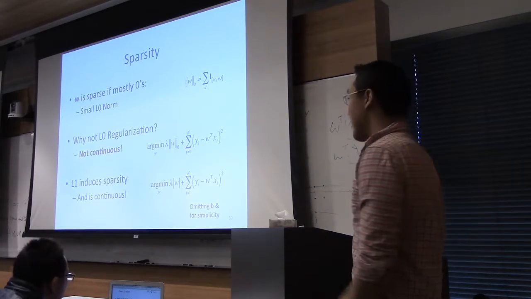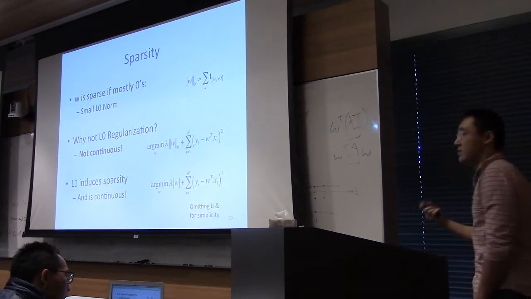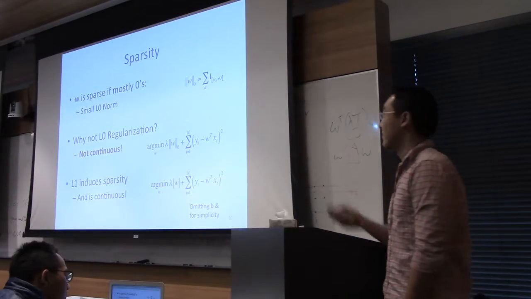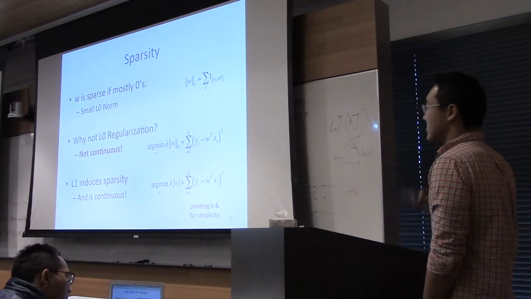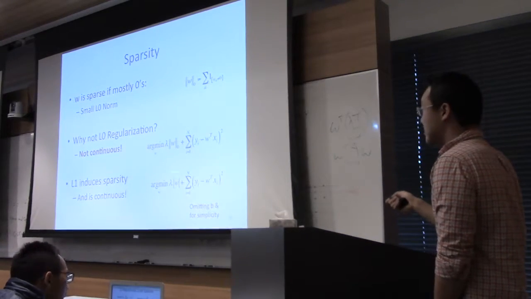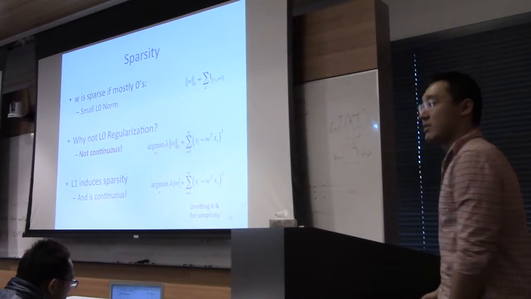But L1 induces sparsity. If you look at the optimization literature, L1 is known as the convex envelope of the L0 norm. So it's the tightest possible norm that still induces sparsity. So when people care about sparsity, they tend to regularize using the L1 norm.